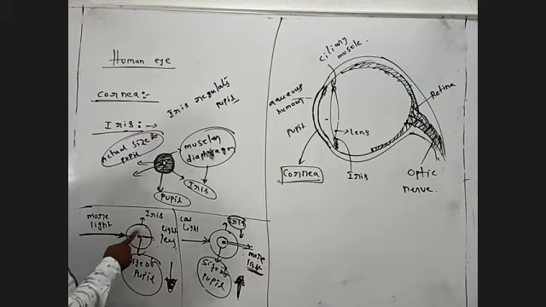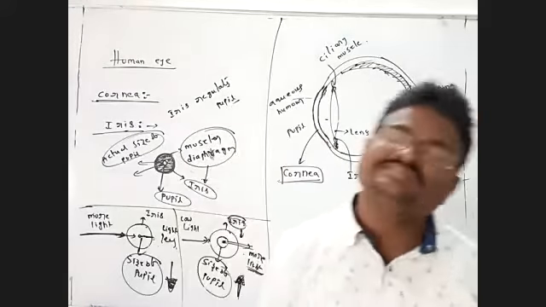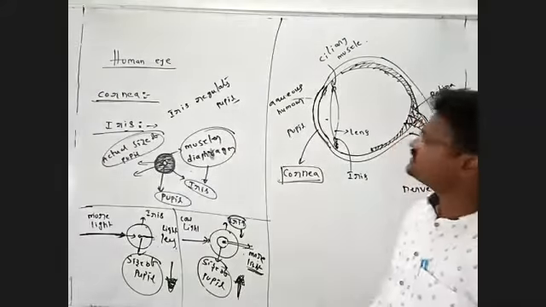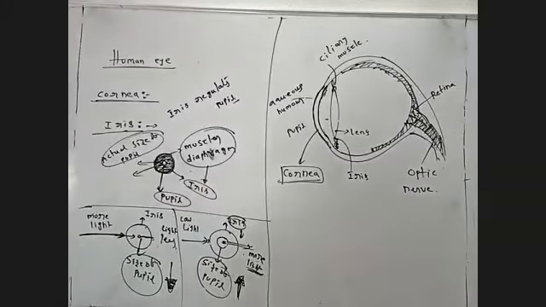When the size of the pupil is very small, it allows less light. This is the functioning of the iris, and the iris regulates the pupils. Next, I'm going to explain the next one.